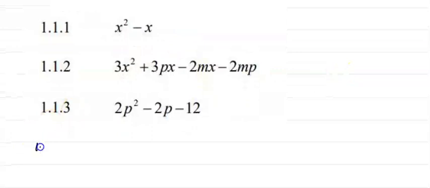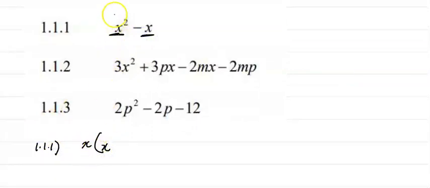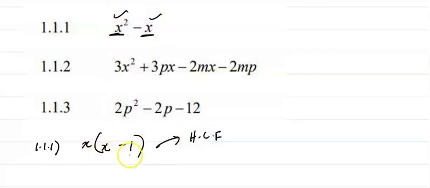1.1.1. For 1.1.1, you can see here that you can remove a highest common factor, which is x. x times x is x squared, and then x times minus 1 is minus x. So x into x minus 1. What did you do there? You removed the highest common factor, and then you can't factorize any further. Let's double check: x times x is x squared, x times minus 1 is minus x.